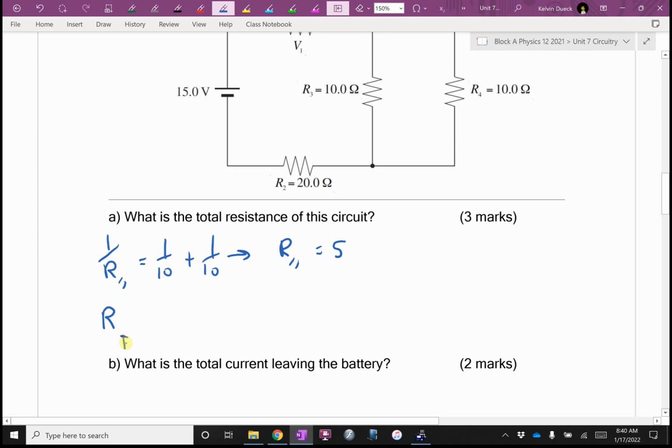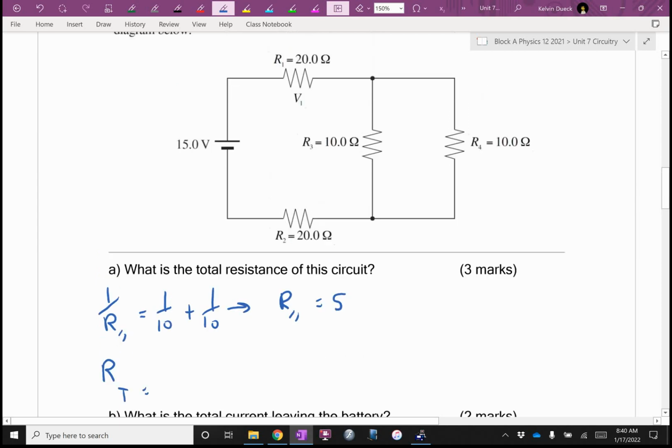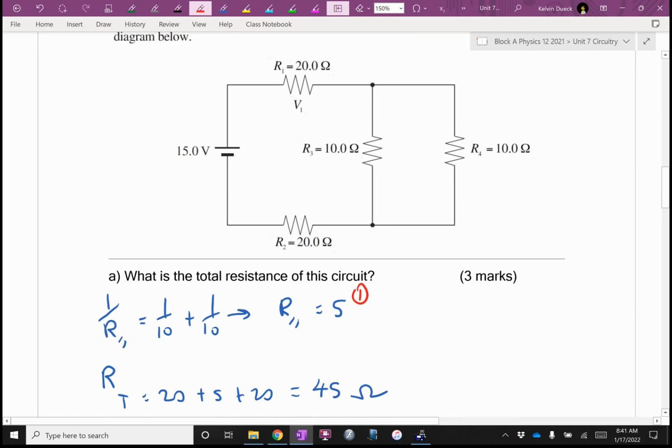So now these two can be replaced with a single 5 ohm resistor. So now I have a 20, a 5, and a 20 in series. R total is going to be 20 plus 5 plus 20, 45 ohms. 3 marks if you got that. Otherwise, I would give you 1 mark if I saw that you had added the remaining resistors in parallel, 1 mark for the ones in series, and 1 mark for the answer.